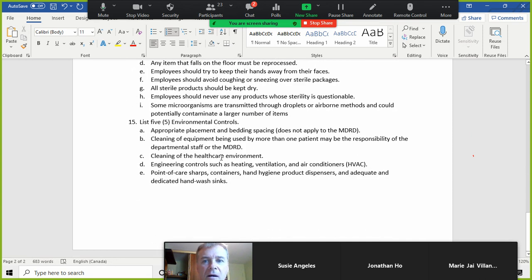List 5 environmental controls: appropriate placement and bedding spaces, cleaning of equipment being used by more than one patient. Even the very fact that computers, hospitals don't close, they're 24 hours, right? And even computers, if you're using the same computer as somebody did there in the morning shift, well, is there a policy in place? Yeah, spray it down with alcohol, clean it all down, disinfect, all these kinds of things, right? And that's what I've got there for today.